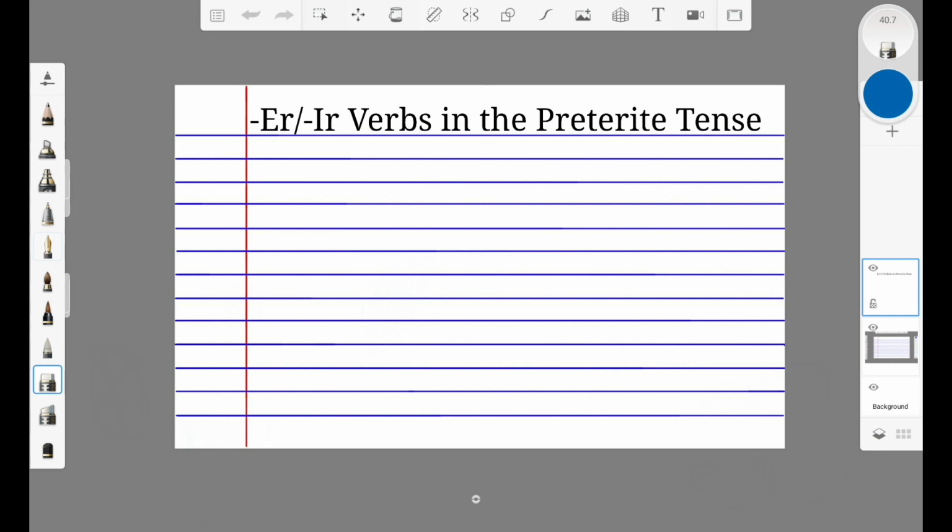Recall that the preterite tense expresses something that happened at a particular time in the past. In the last video, we talked about AR verbs. Now we're going to be conjugating ER and IR verbs, but lucky for you, there's only one conjugation chart for both ER and IR verbs, so we don't have two separate charts. It's just the same one.